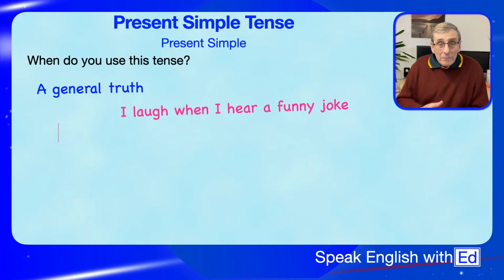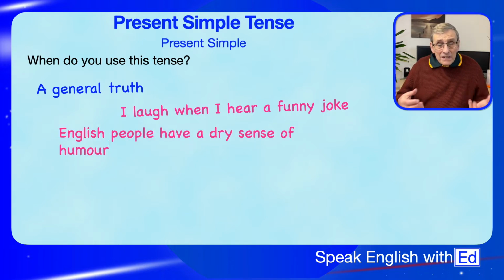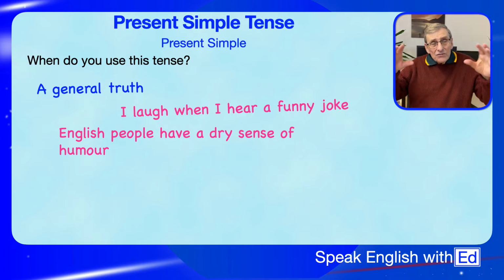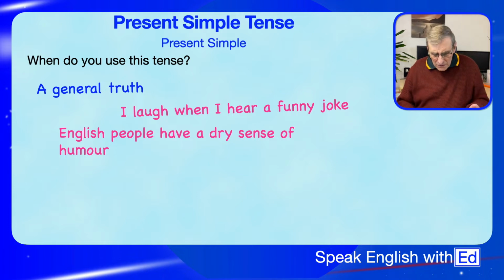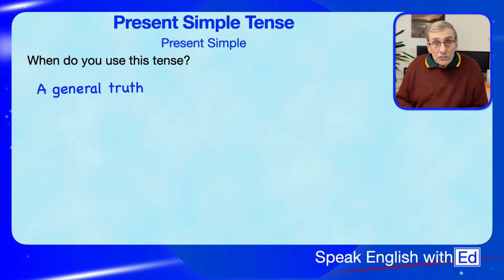You can also say English people have a dry sense of humour. No connection here really, it's just a general saying. English people have a dry sense of humour. It's a general truth. Not everybody, not every English person has a dry sense of humour. Lots of them do. Lots of us do. I have a dry sense of humour, but not everybody does. But it's a truth in general. It's generally true.